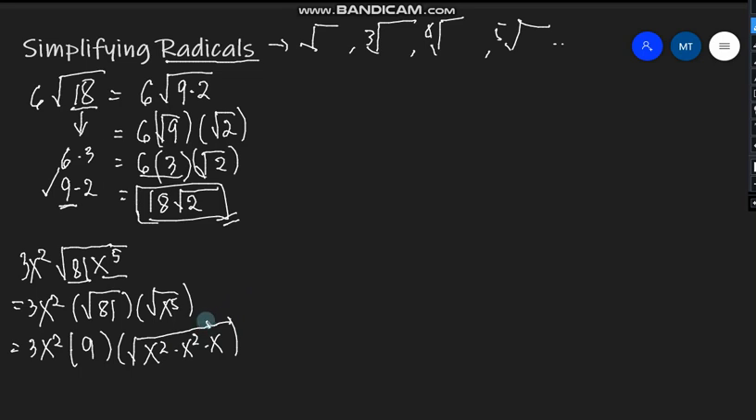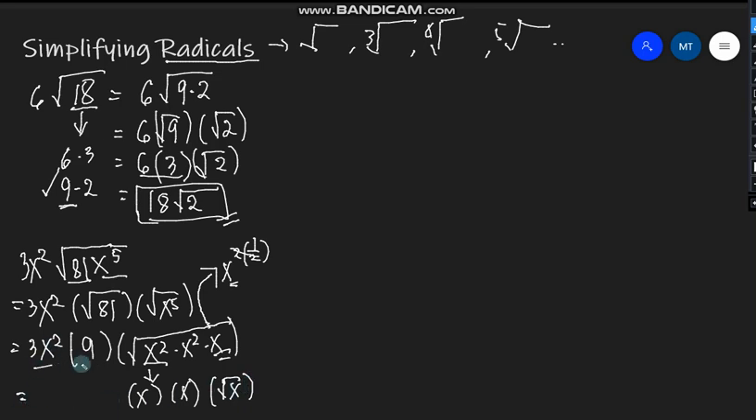You should memorize the laws of radicals. Let's get x squared. You know that the exponent for square root is 1/2, right? Now, if we multiply this, your 2 will be cancelled. What's left there is 1. So you have x. Meaning to say, your x there will come out. Lalabas siya. And what's left now there is your square root of x.